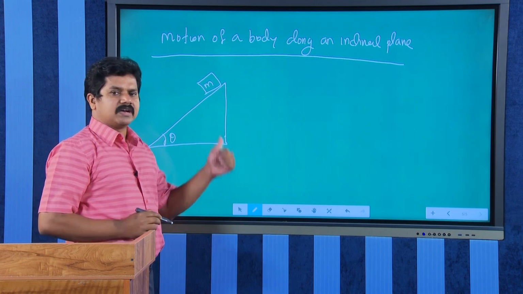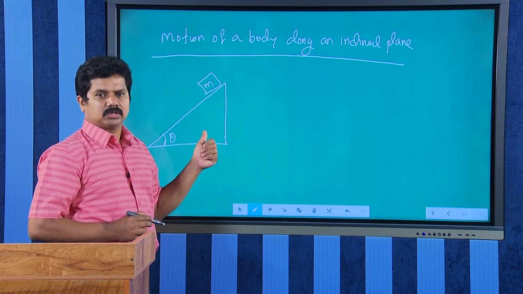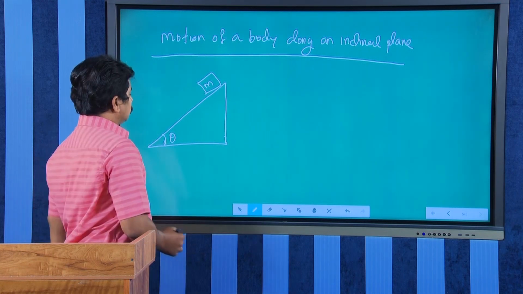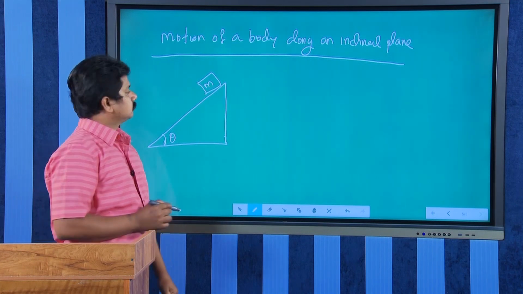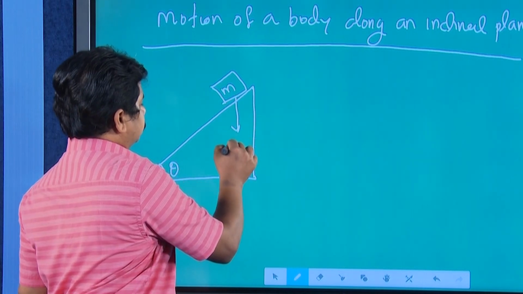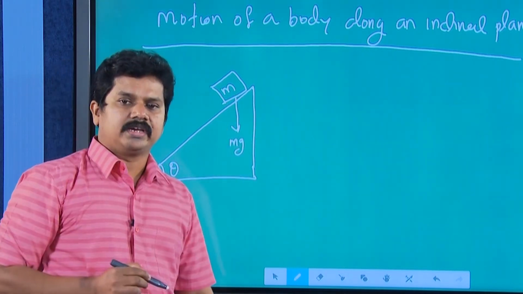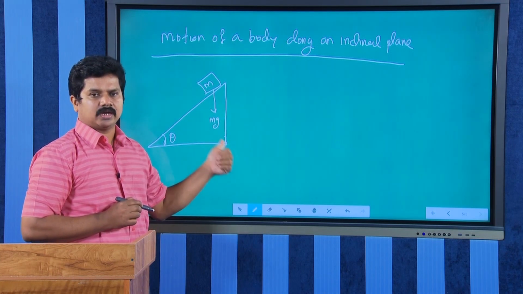We have a block of mass m placed at the top of this plane. Assume that the plane is smooth, there is no friction at all. Now, what are the forces acting on this block? We know mg, gravitational force, will be acting vertically downward, right. So, the gravity mg will be acting vertically down.